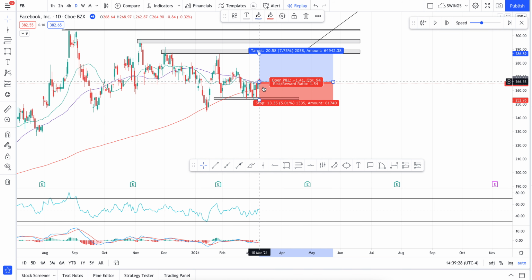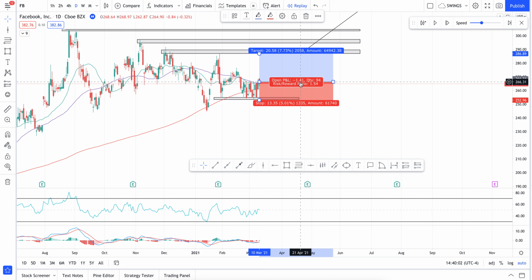So now I have to look at my position tool to see if my risk to reward ratio makes sense. Risk to reward ratio is 1.54. Basically what that means is I have 7.73% gain and 5.0% risk. So my risk to reward makes sense because I'm risking 5% in order to make 7.73%. I'm risking this amount to make a higher amount. That is a good position to take. Now, obviously, this isn't a 2-to-1, right?